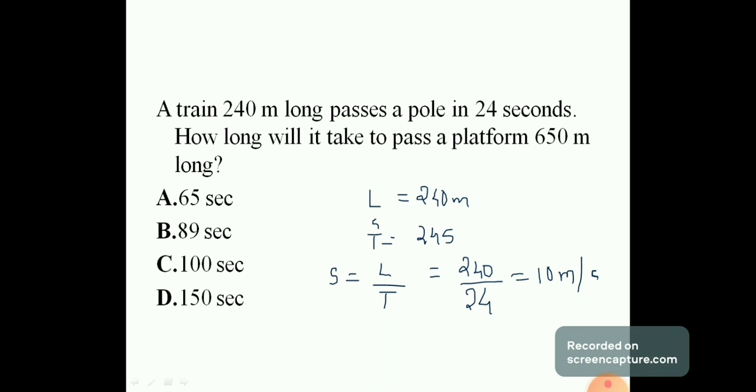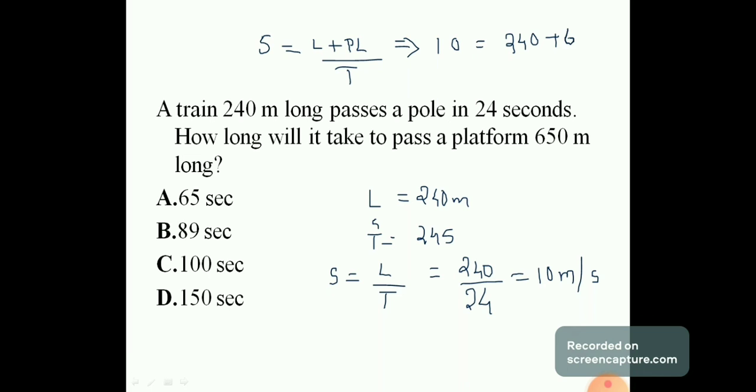Once we get the speed, then we can use train versus stationary object of certain length, train versus platform. That is speed of train, that is 10 equal to, yeah, speed equal to length of train plus length of platform by time taken to cross. The time taken that you have to find out, how long it will take to cross the platform. All other data are there. So speed we already got it as 10. 10 equal to length of train, it is 240 meters. So 240 plus length of platform, it is 650 meter. So 240 plus 650 divided by time that we have to calculate.